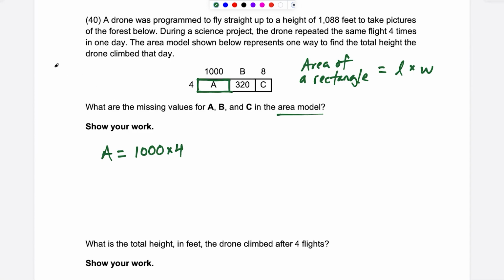And for this, we could do long multiplication like this. We could do 1,000 times 4 and do 4 times 0 is 0, 4 times 0 is 0, 4 times 0 is still 0, and 4 times 1 is 4. And this gives us 4,000.